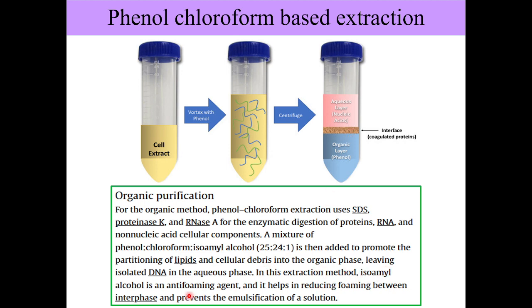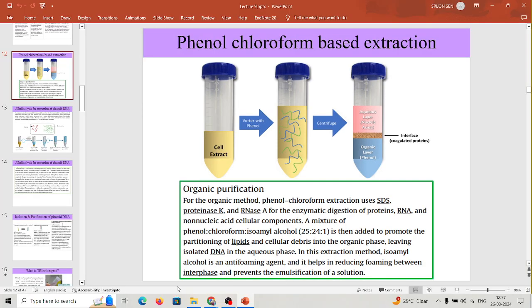Then in this extraction method, isoamyl alcohol is basically an anti-foaming agent. It prevents frothing, helps in reducing foaming at the interface, and prevents emulsification of the solution. So from here you've understood the role of isoamyl alcohol. What is the role of chloroform? It is basically pulling the phenol down. That is its role. It is assisting in the separation of the two layers. Fine. Right. So you can see two different layers here.